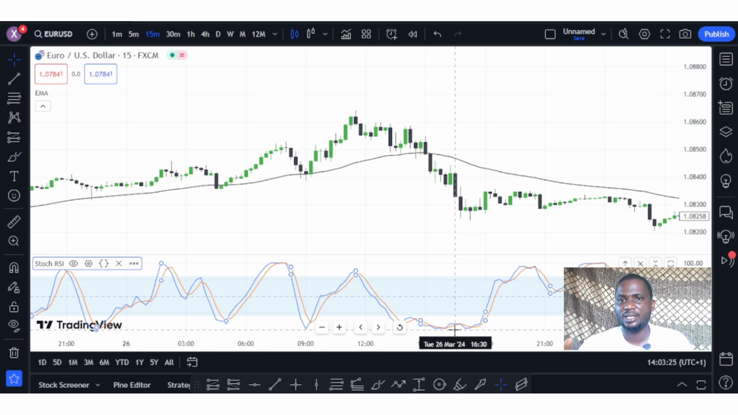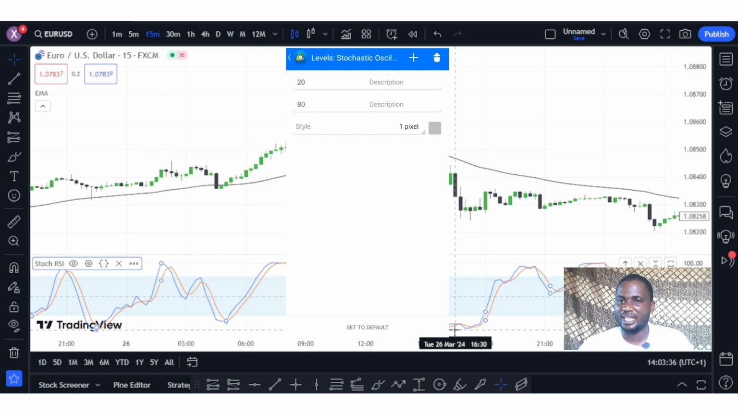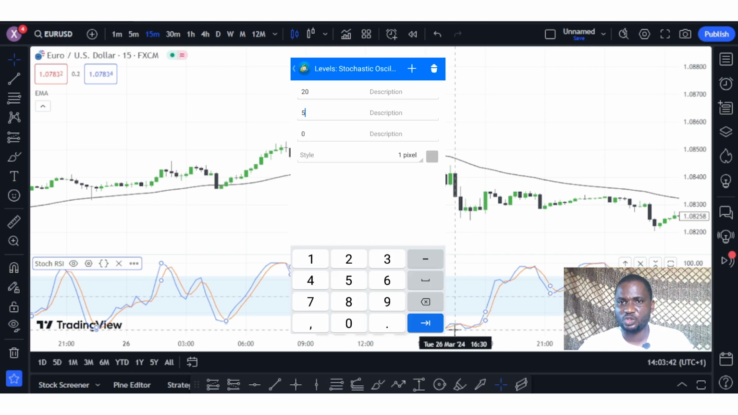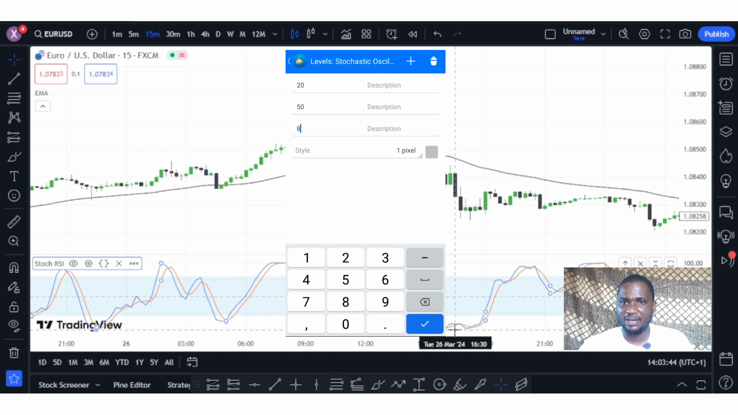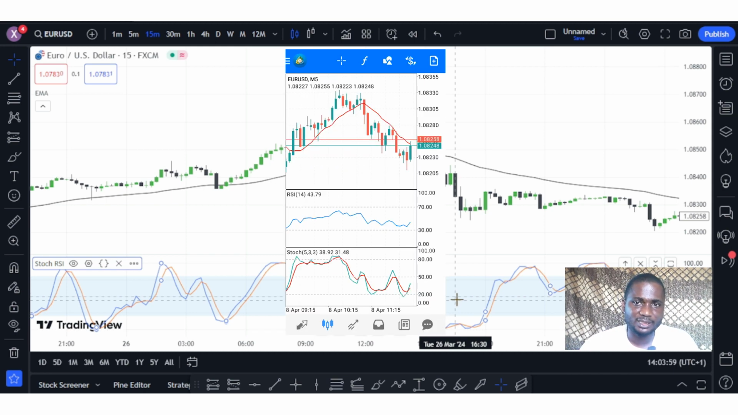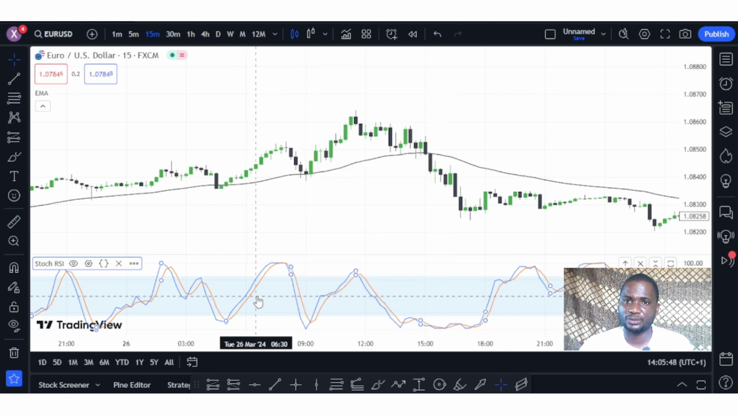If you're using the MetaTrader, go to the indicator, go to the stochastic indicator, click on it. Now go to the levels, click on the plus sign to add another level, then change the levels. The first one should be 20, the second one should be 50, and the third level should be 80. Then click on the save button and your indicator will become like my own. How do we use this method?